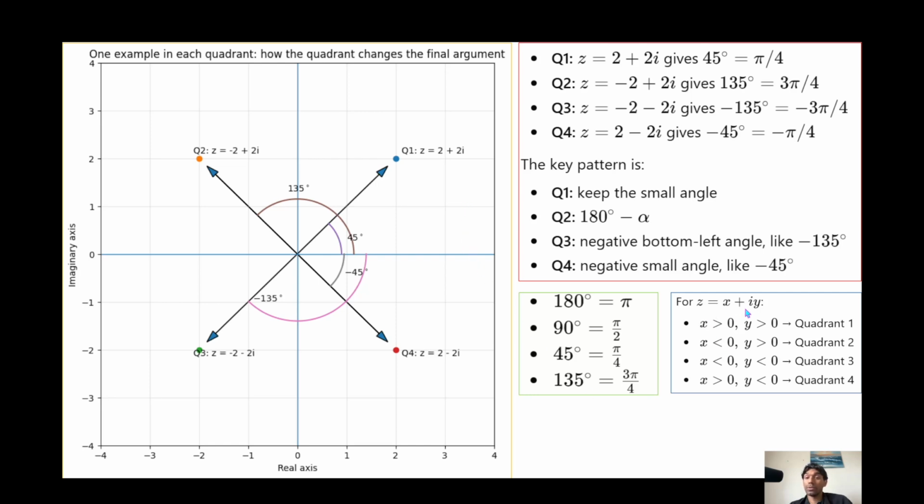So for z is equal to x plus iy, if x is more than 0 and y is more than 0, it ends up in quadrant 1. If x is less than 0 and y is more than 0, then we end up in quadrant 2. If x is less than 0 and y is less than 0, we end up in quadrant 3. And finally, if x is more than 0 and y is less than 0, we end up in quadrant 4. In each case, we always start from the positive real axis. You can use this pattern as well if that helps. But usually you just start from the positive real axis, meet the vector, and take that angle.